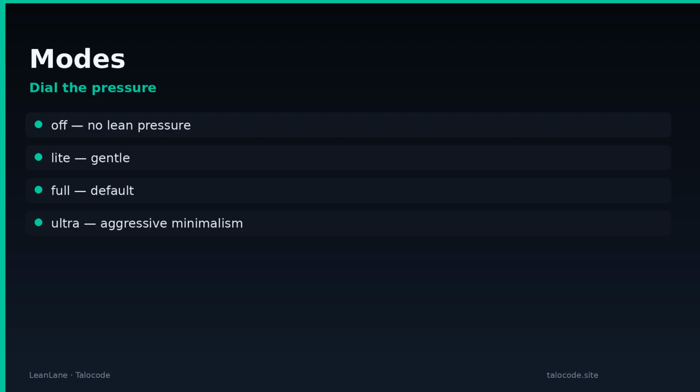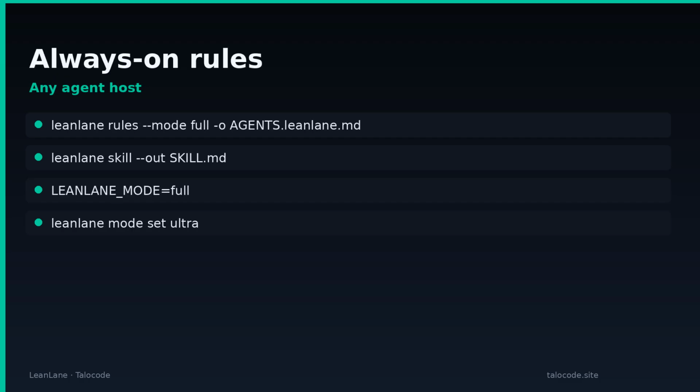Why MCP? So agents call tools instead of improvising. Command: leanlane mcp. It speaks JSON-RPC over standard input and output. Tools include leanlane decide, leanlane score diff, leanlane review, leanlane rules, and leanlane health. Example host config: command leanlane, args mcp. Now your agent can be required to decide before large writes and score before finishing a task.